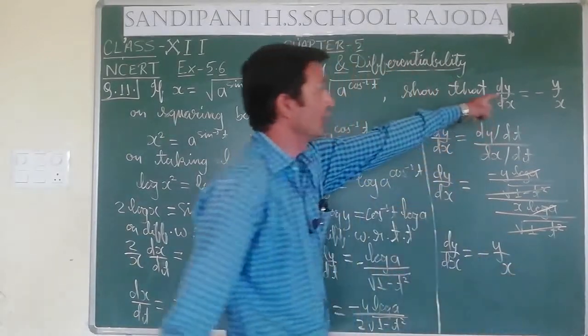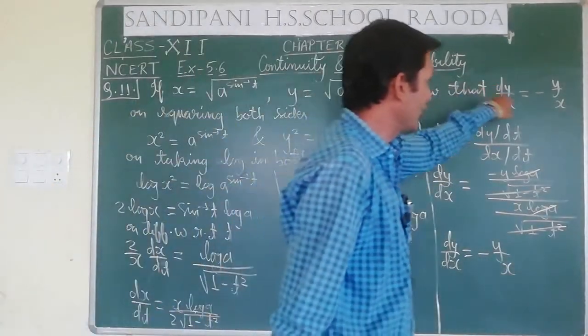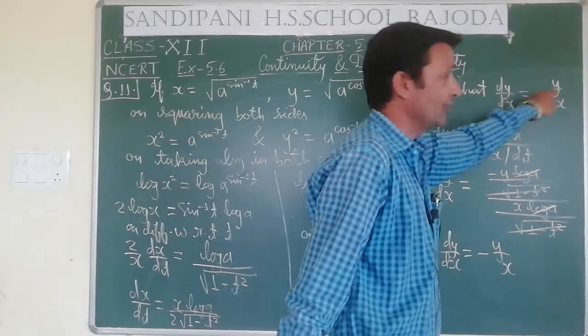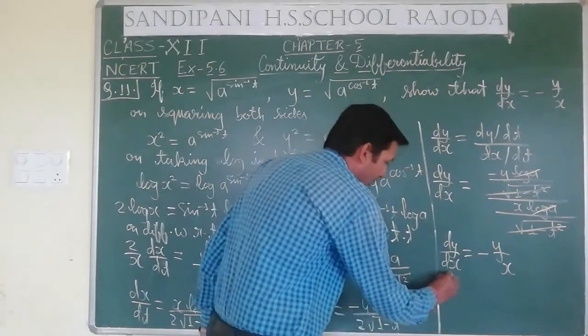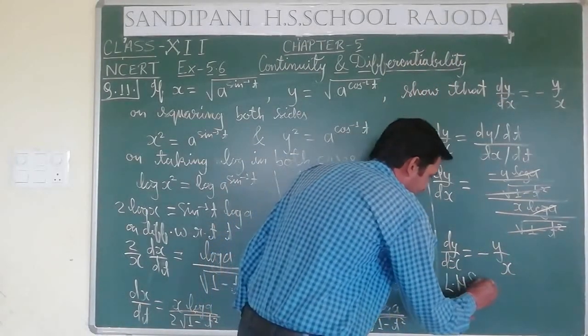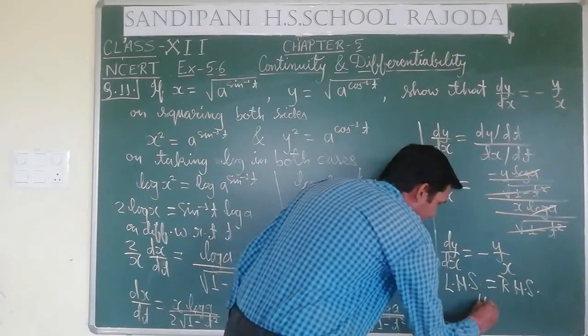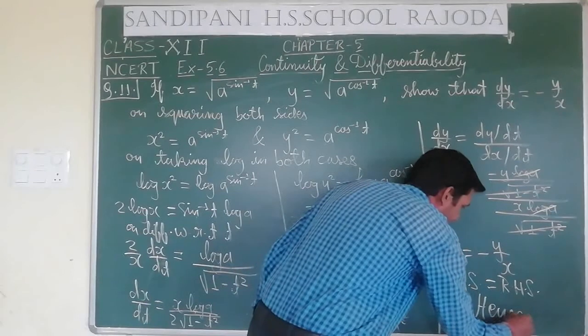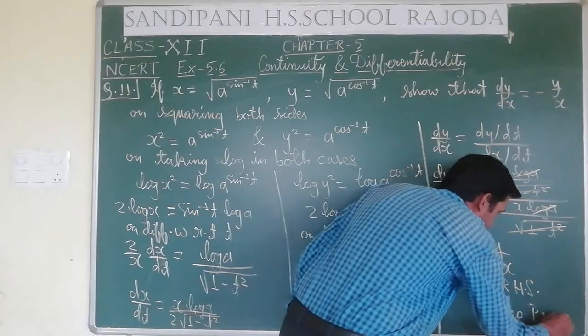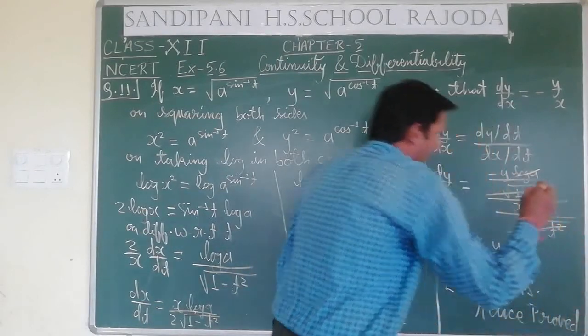See what we have to prove. This only we have to prove, that dy by dx is equal to minus y by x. So we may write here LHS is equal to RHS, and hence proved. This part is over.